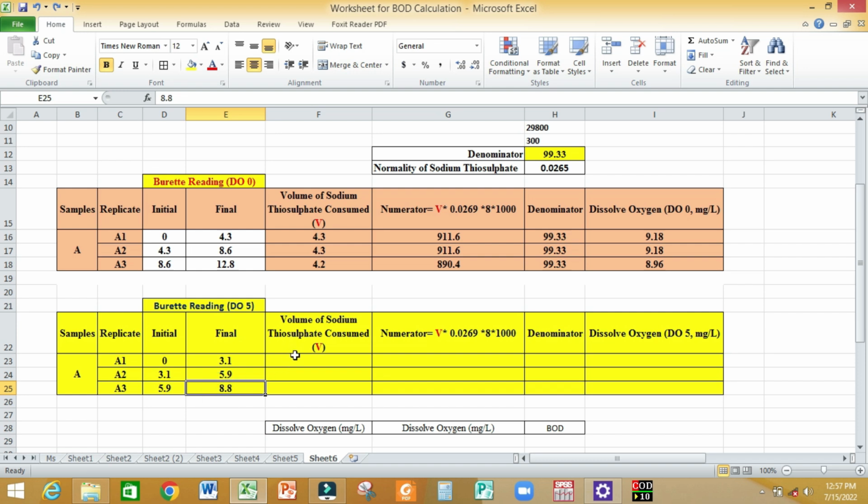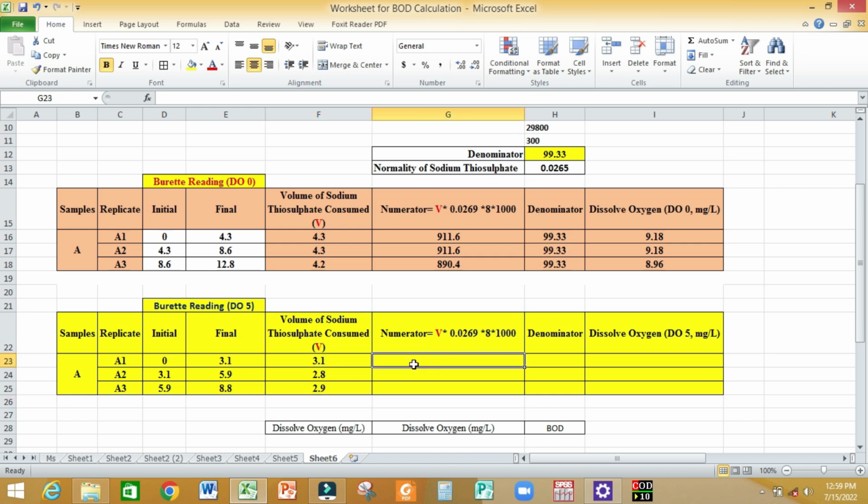So from here we can find out the volume of sodium thiosulfate consumed. We just have to put an equal sign, final burette reading minus initial burette reading. So this will give you a value of 3.1. So similarly for A2 and A3. So this is the volume for all the three replicates.